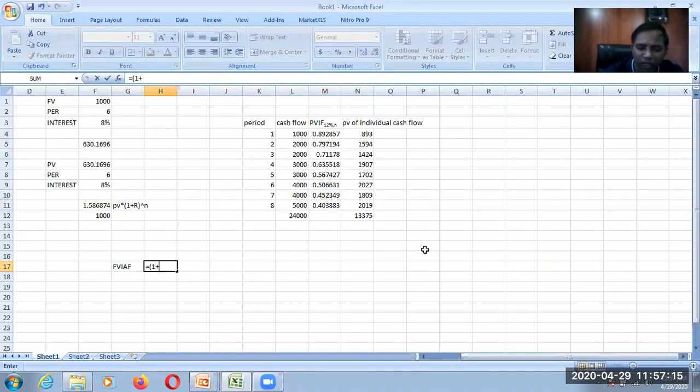1 plus R. Let us calculate it for 10 percentage. So 1 plus R raised to, let's say for example, it is for 5 years. Let us go for one more bracket. Minus 1, this is closed, divided by R. So this is the interest factor for future value interest annuity factor of 10 percentage.